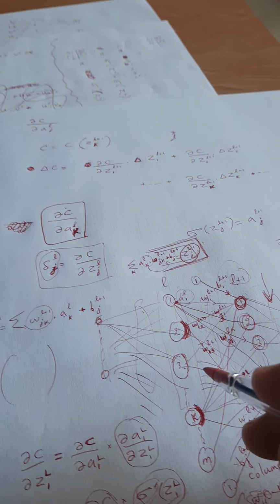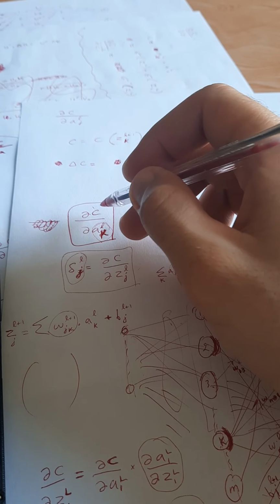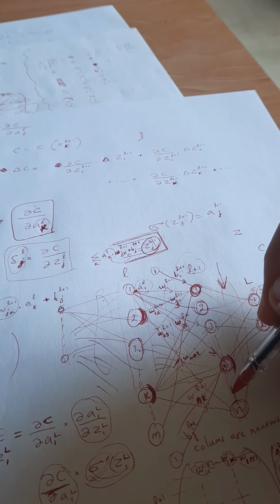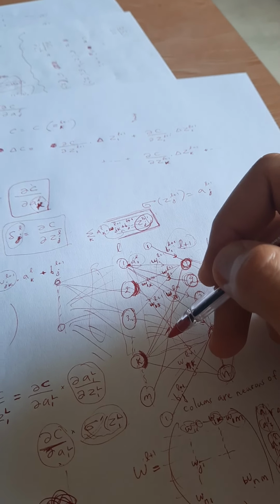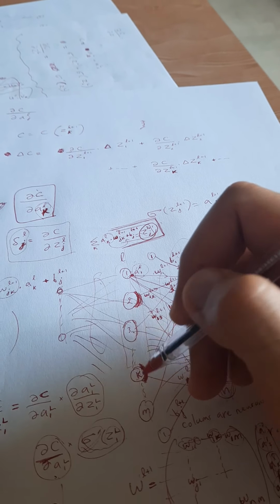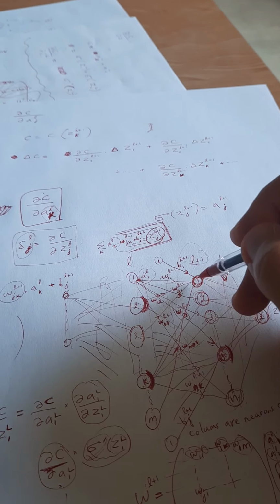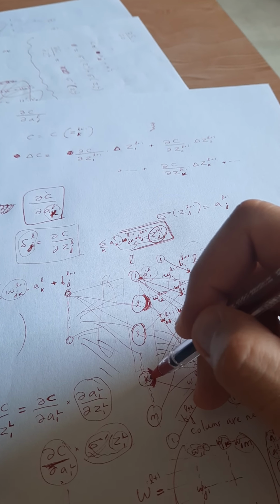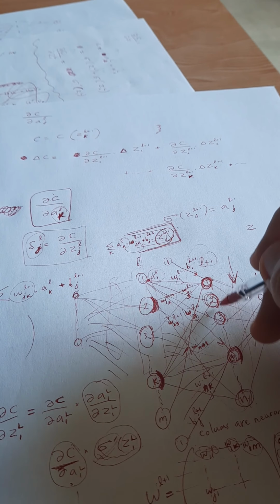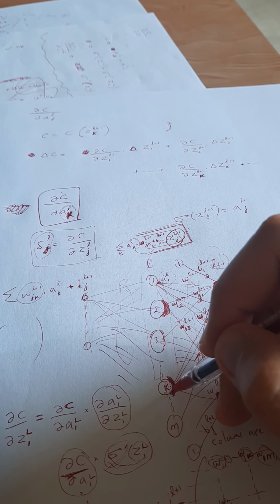Now, we know that the cost is a function of all these z's here. The z's here are related to the a, or actually the a here is affecting the z here and here and here and here. So the z here is a function of this a, and the z here is a function of this a, and the z here is a function of this a, and the z here is a function of this a. Okay.